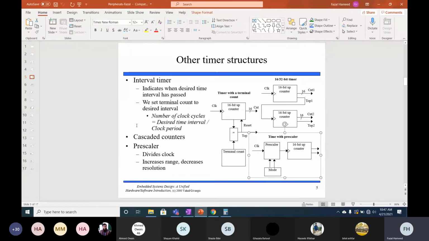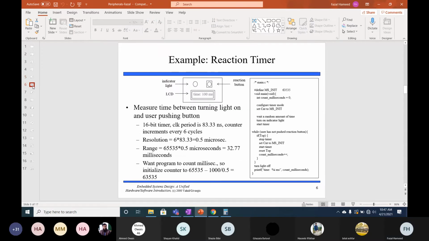So now we proceed further. It means that the prescaler can be used to divide the clock. We can divide the clock by 2, by 4, and by 8, in multiples of 2. It increases the range, but it decreases the resolution. Resolution is the minimum interval that you can count. So if you increase the range, the resolution will be reduced. The minimum count will be reduced. Okay? Now, what is the reaction timer?